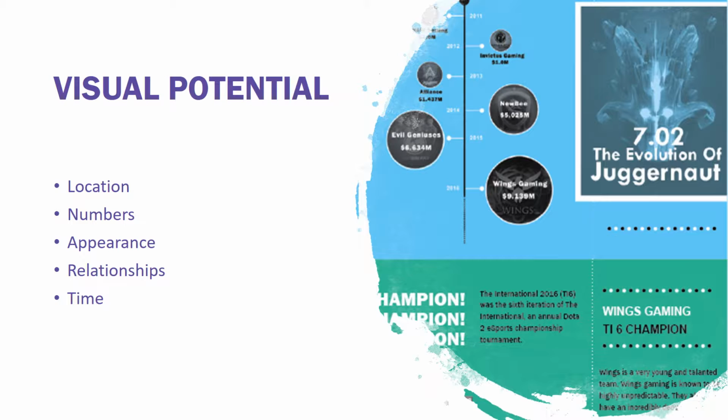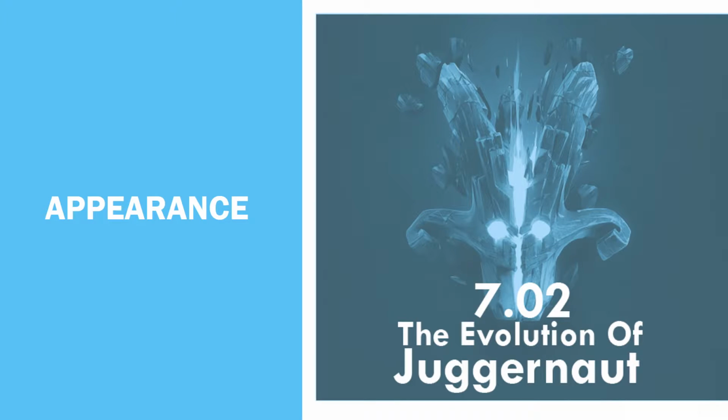Visual potential is whether or not some information can be presented visually. There are 5 forms of visual potential: location, numbers, appearance, relationships, and time. In my infographic, I made a lot of graphics on these 5 forms so that people can digest the information easily. First, I will introduce the appearance display.